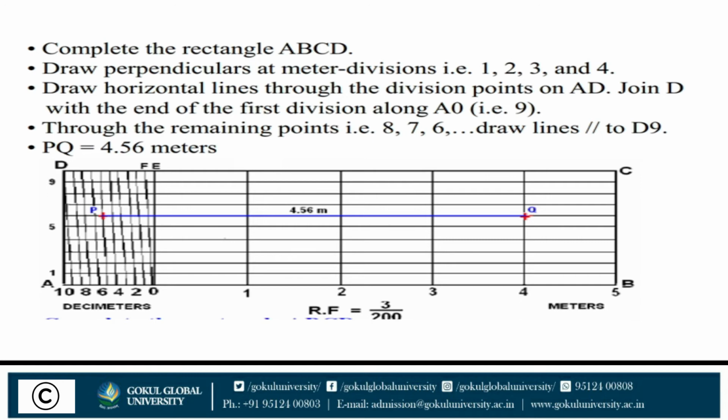Through the remaining points 8, 7, 6 draw lines parallel to D9. PQ is equal to 4.56 meters, as shown in the figure.